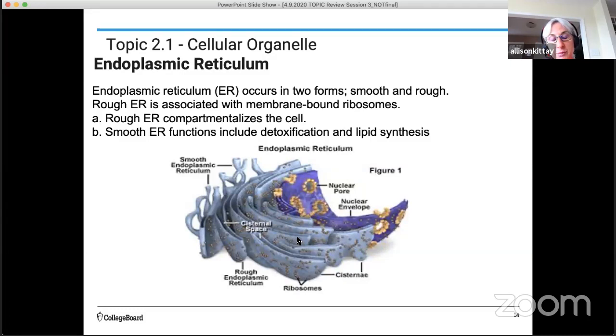So it will synthesize proteins, and then those proteins can actually be transported through the ER to other places in the cell. A note about the smooth ER, I'll show you another image later on, but you can see a piece of it over here, and the smooth ER lacks ribosomes, so it's not involved in protein synthesis, but rather it's involved in lipid synthesis. And it also plays a role in detoxification of certain molecules.